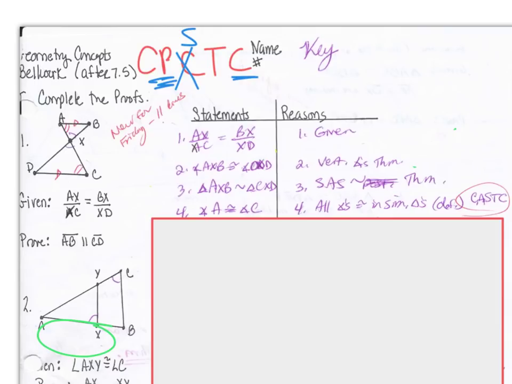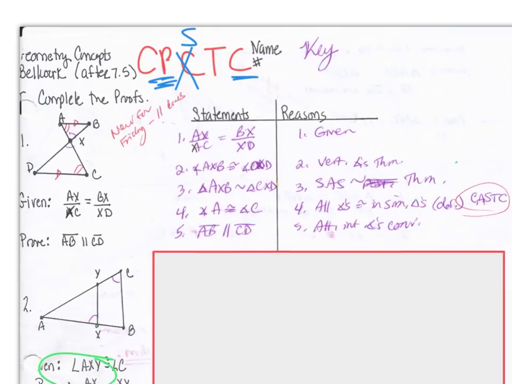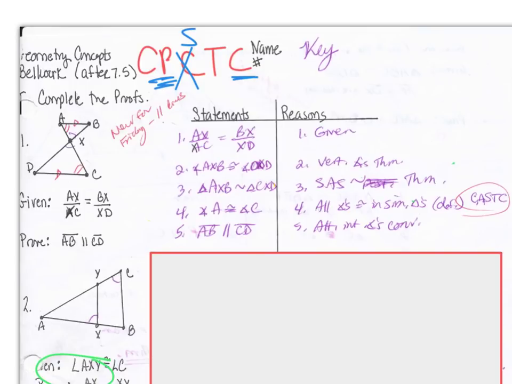And then the final step, this is going to look very familiar. AB is parallel to CD. Alternate interior angles, converse theorem.